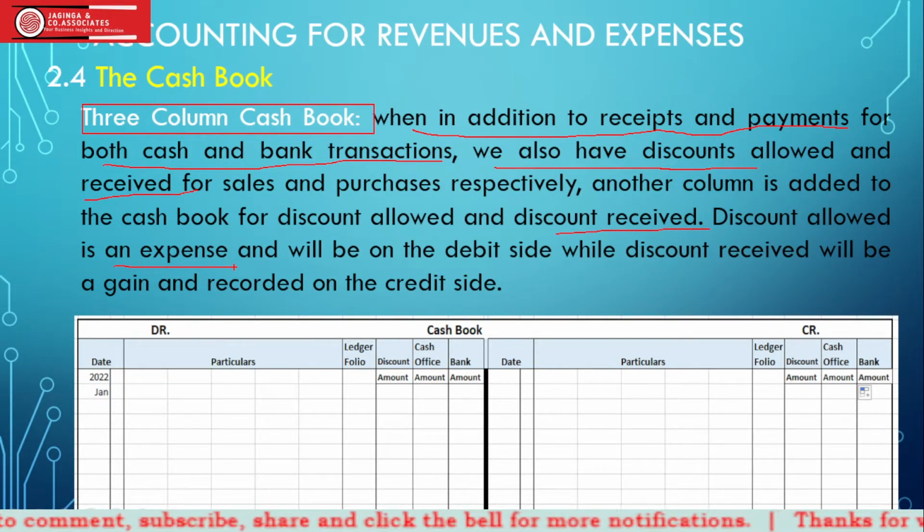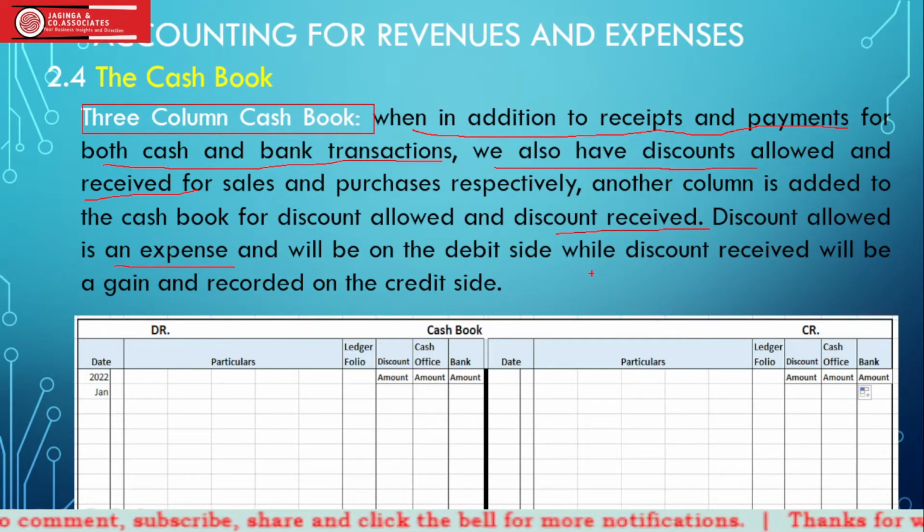So when the customer is coming to pay, you tell the customer, when you're paying in cash, I will give you a discount, maybe 10%. So when the customer was supposed to pay $100 and is given a discount of 10%, it means that you will have forgone an amount that you ought to have received of $10, and now it becomes an expense because you are foregoing an amount that you're supposed to have received. So the discount allowed will be an expense, so it will be debited on the cash book.